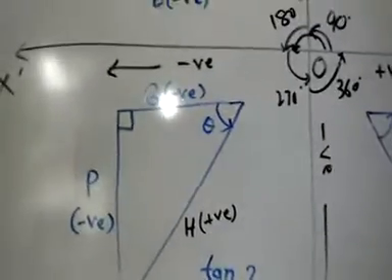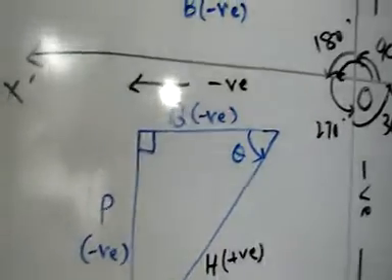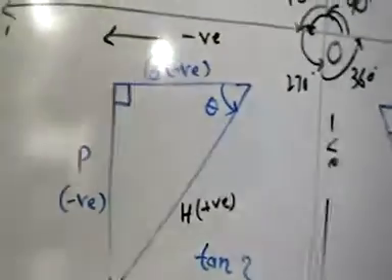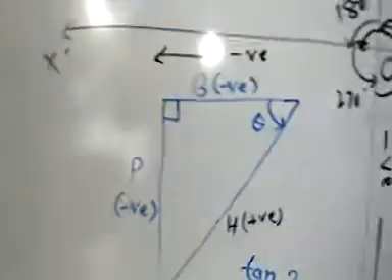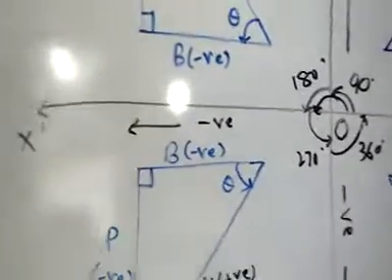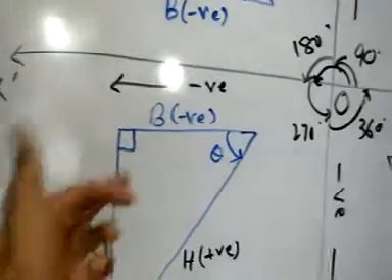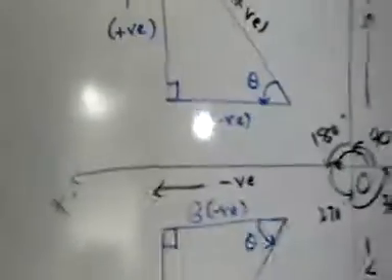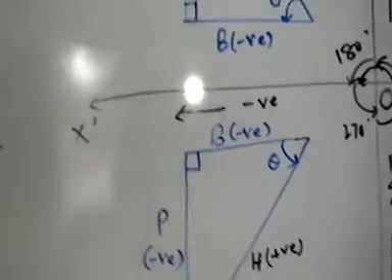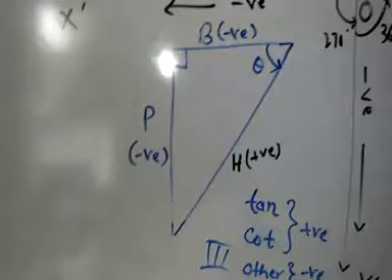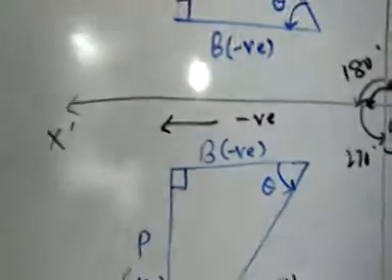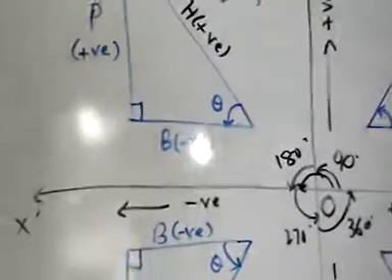Again, when we move to the third quadrant, both the x-axis and y-axis are negative. So base is negative and perpendicular is negative. Tan theta is perpendicular upon base, and cot theta is base upon perpendicular. Negative upon negative is positive, so tan theta and cot theta will be positive, and the other trigonometric ratios will be negative, because one is positive and one is negative. This is for angles between 180 and 270.